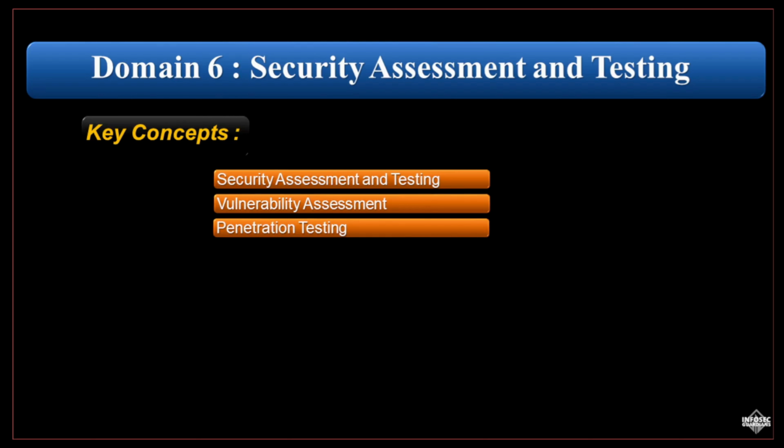Penetration testing. Penetration testing, or pen testing, involves simulating cyber attacks to exploit weaknesses in systems, applications, and networks. It assesses the security posture and resilience of an organization by testing its defenses against real-world threats. Security audits.